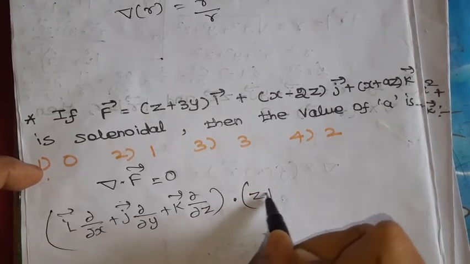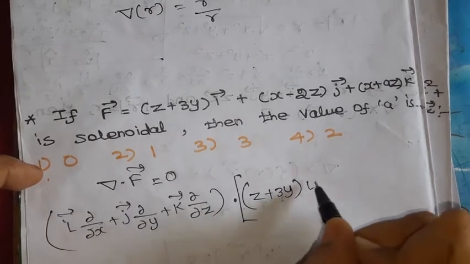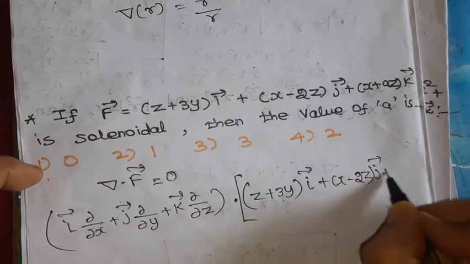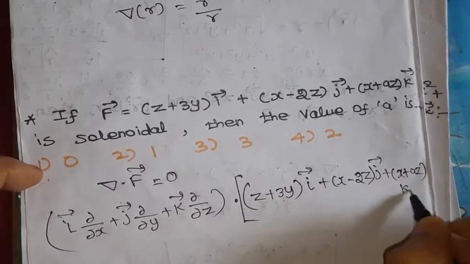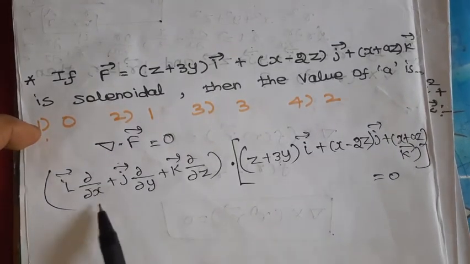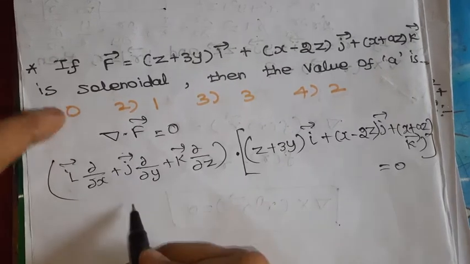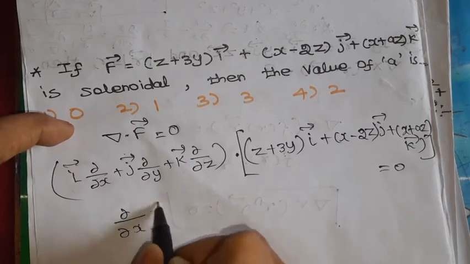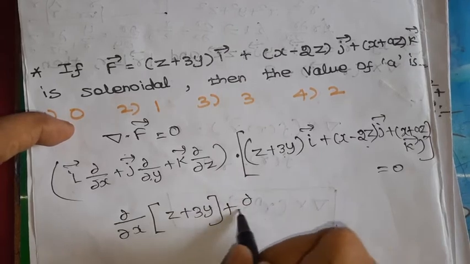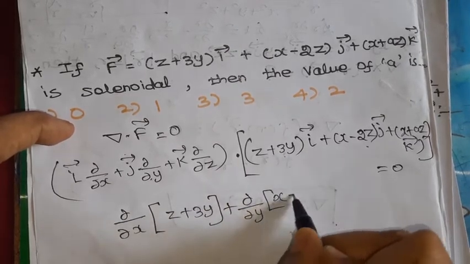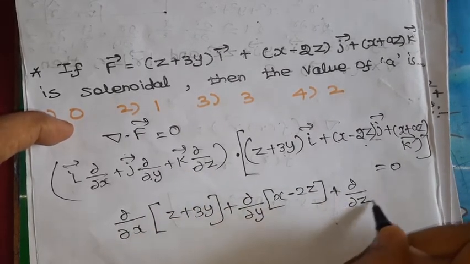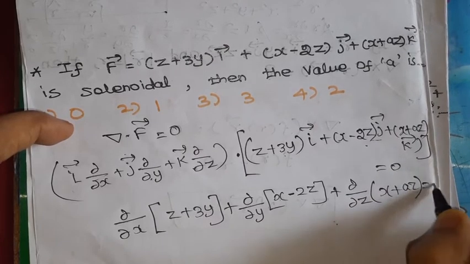dotted with (z plus 3y) into i plus (x minus 2z) into j plus (x plus az) into k equal to 0. Okay. So dou by dou x, i dot i: dou by dou x of this value, z plus 3y. Then j dot j, dou by dou y of this, x minus 2z. Then k dot k, dou by dou z of x plus az, equal to 0.